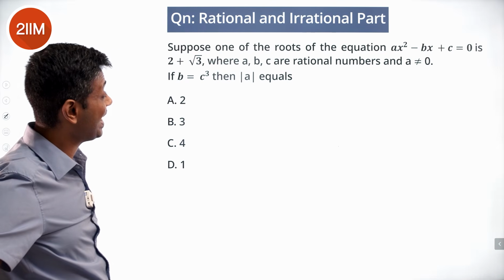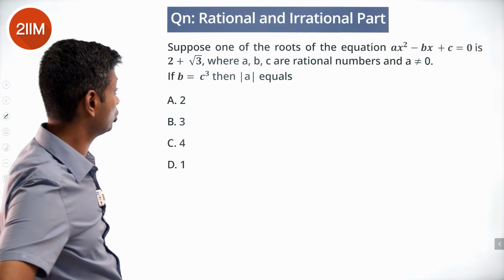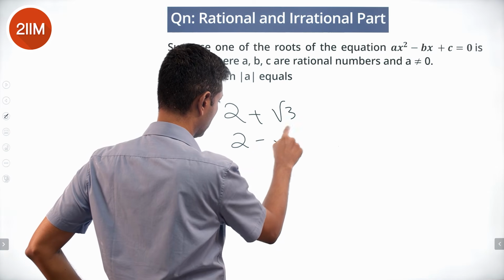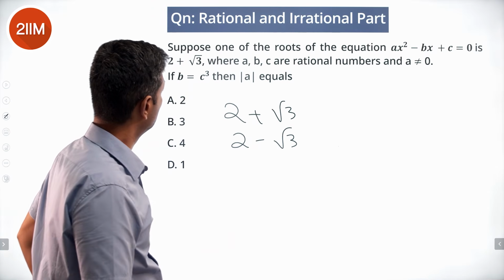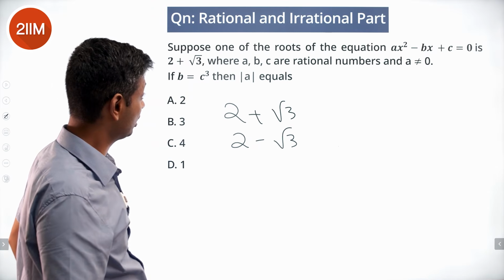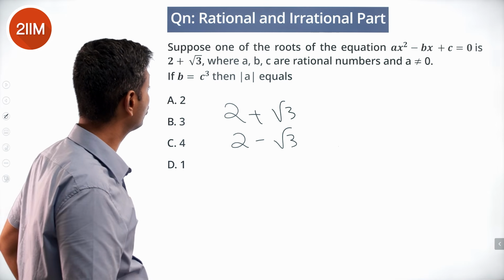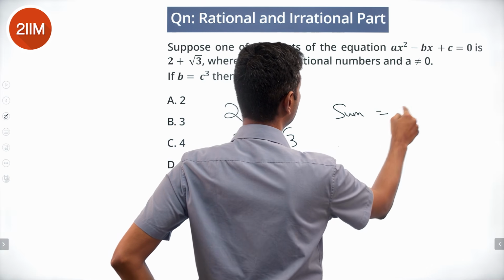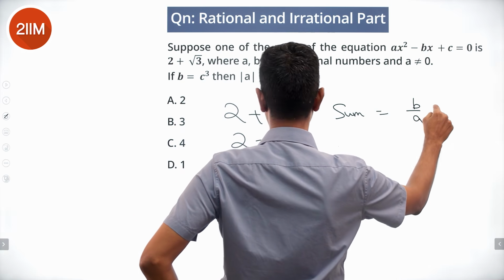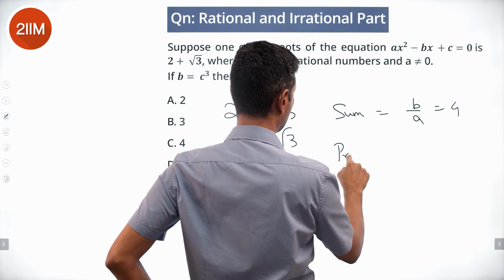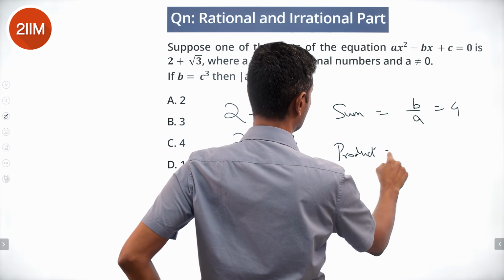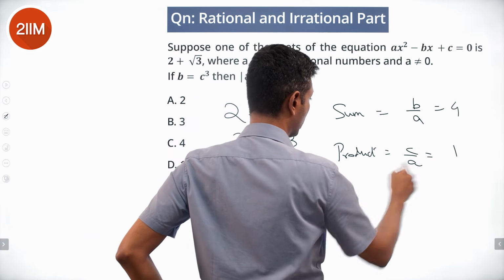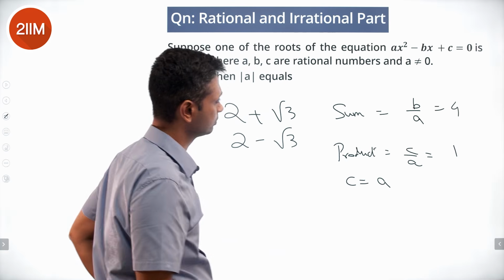Suppose one of the roots of the equation ax square minus bx plus c equal to 0 is 2 plus root 3. The other root should be 2 minus root 3. a, b, c are rational numbers, a not equal to 0, b equal to c cube. Okay, sum of the roots is minus b by a; in this case it is b by a, which is 4. Product of the roots is c by a, which is 2 plus root 3 into 2 minus root 3, which is 1, or c equal to a.